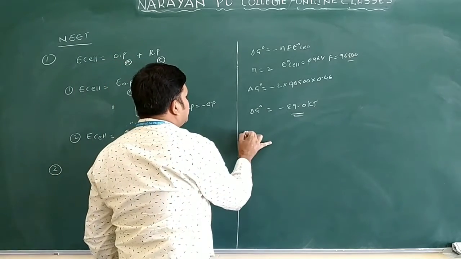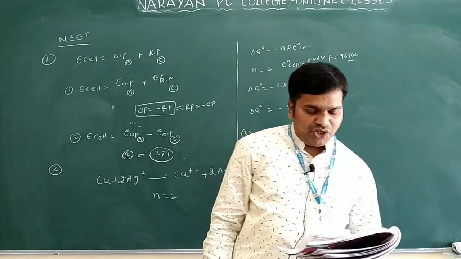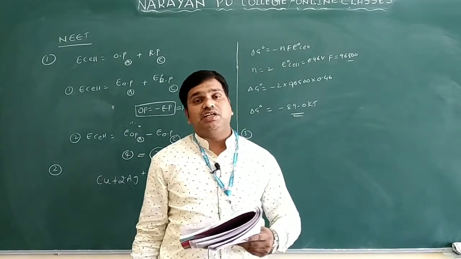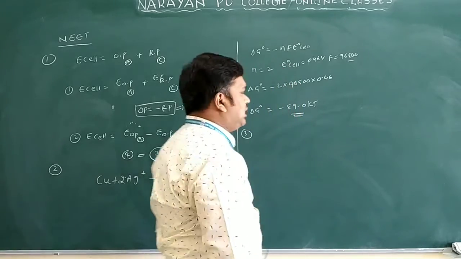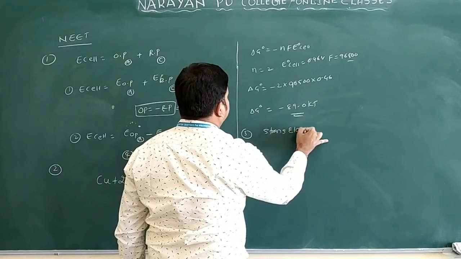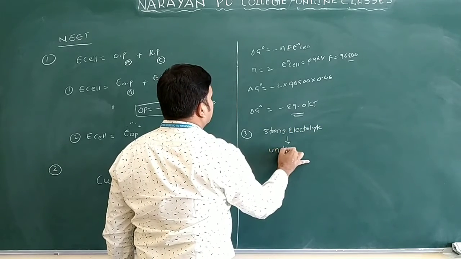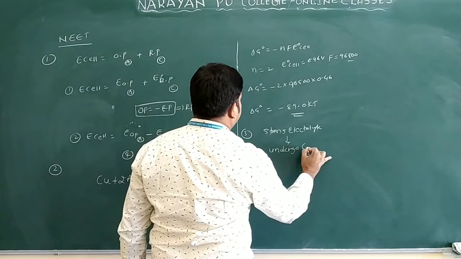Next, question number 3. An increase in the electrical conductivity of a strong electrolyte with dilution is mainly due to what? You know the strong electrolytes: strong electrolytes undergo complete dissociation.